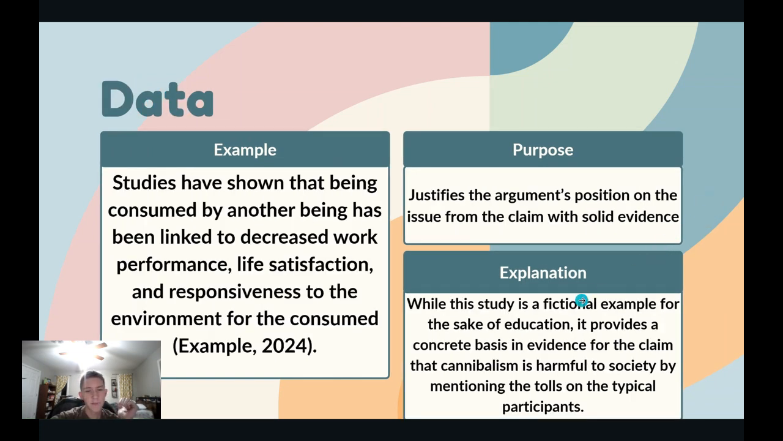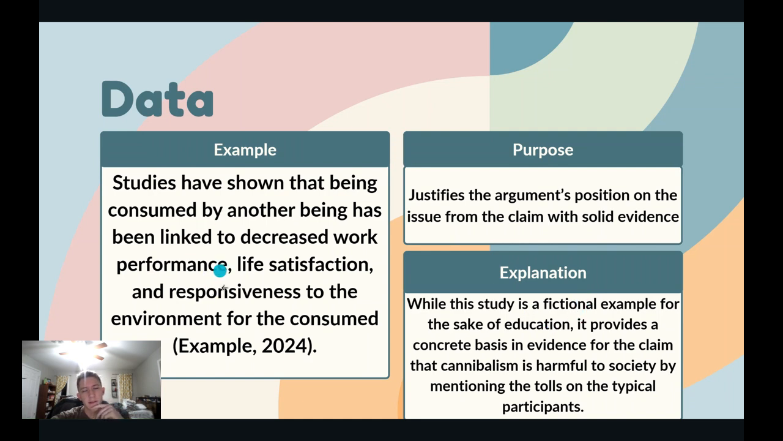Next up, we have our data. And here we have a little fictional study that we've cited. But anyway, we say that studies have shown that being consumed by another being has been linked to a decreased work performance, life satisfaction, and responsiveness to the environment for the consumed. Then we have our little APA citation with the year. And the purpose of this is just to justify that your argument with regard to the claim isn't crazy, with some solid evidence. You want to have some support behind it. Otherwise, people can't really defend it.